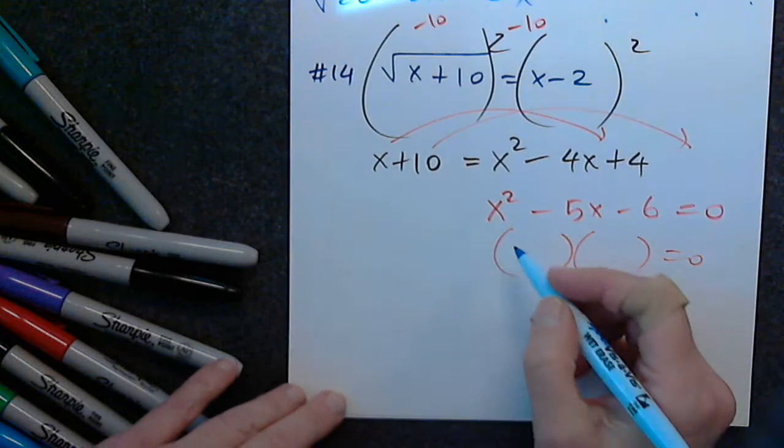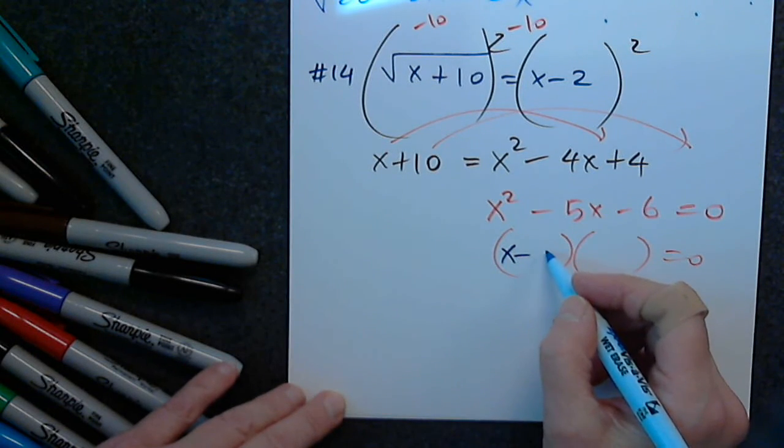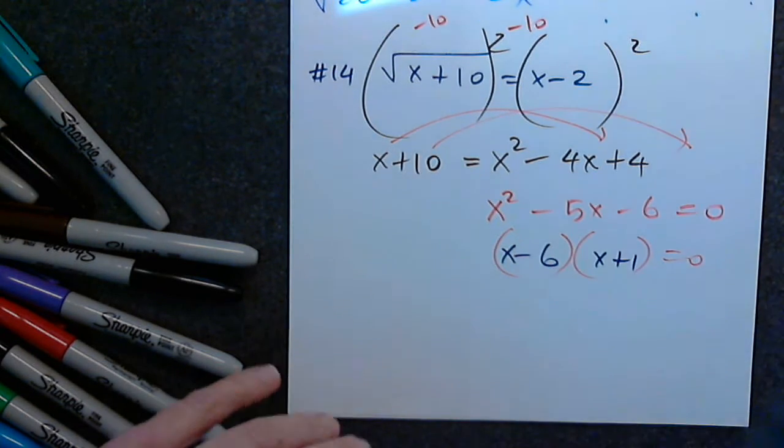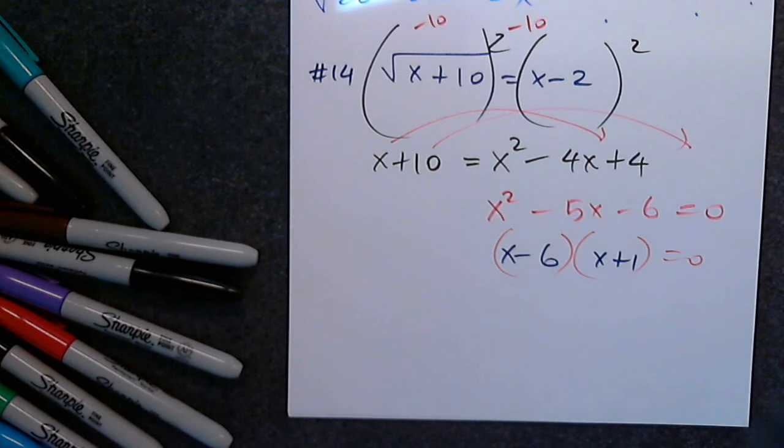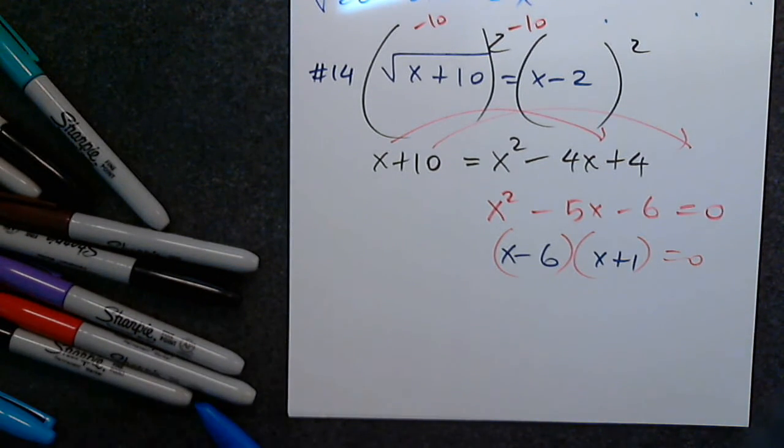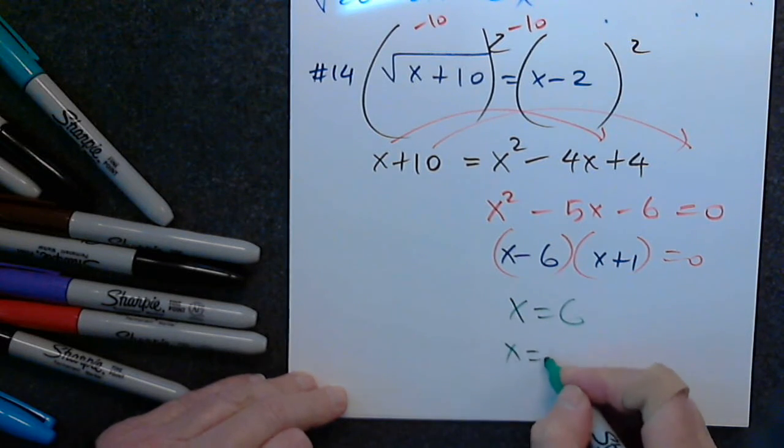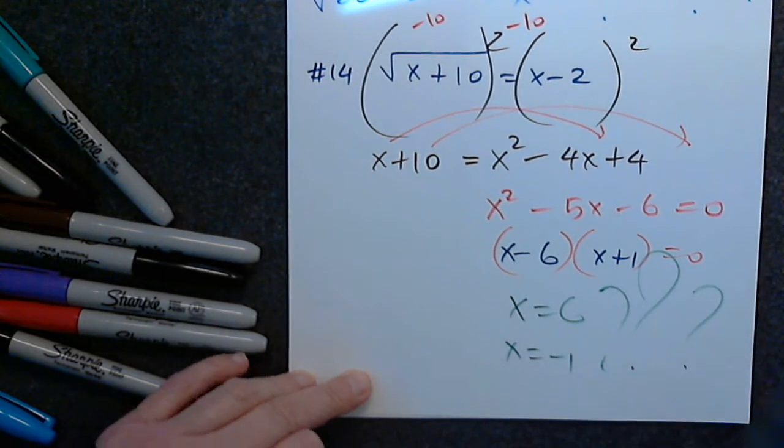3 and 2. So x minus 6 and x plus 1. So the product is negative 6 and the sum is negative 5. And then we have two options. And the options are 6 and negative 1. Why am I doing all this?